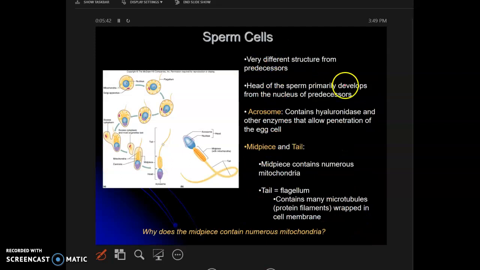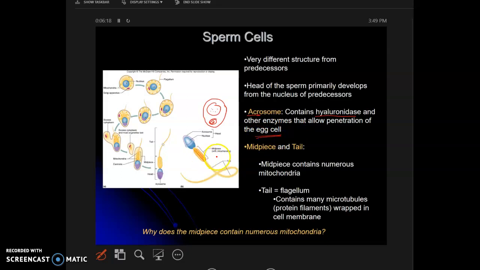So the sperm cell is going to be very different from its predecessor. All right. So here what do you see? You have a head, and the head has an acrosome. The word acrosome comes from the word acrid, not good. It's a fluid-filled cavity, and it lies just above the nucleus. So it's a big head. The acrosome contains hyaluronidase or hyaluronic acid. Both are correct. This enzyme will allow penetration to reach the egg cell.